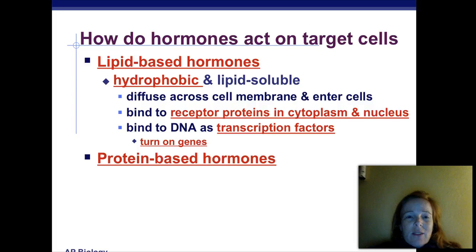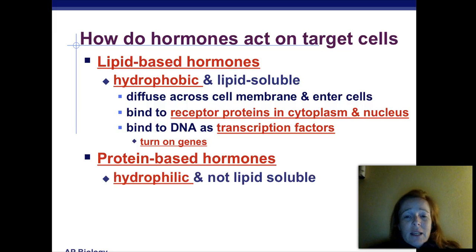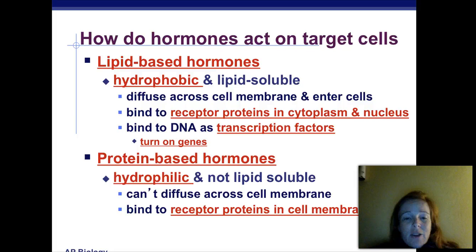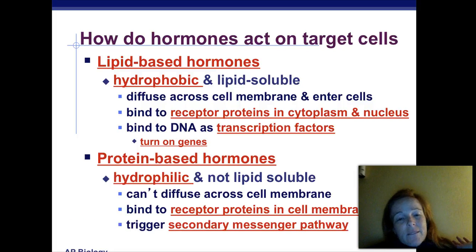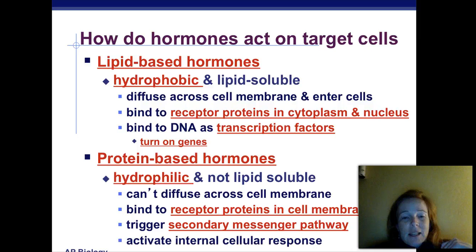That's kind of the opposite of being a protein-based hormone, where you're hydrophilic and not lipid soluble, and you're going to be stuck at the cell membrane. So you can't diffuse across the cell membrane, and you're going to be sitting in the receptor proteins in the cell membrane, and you're going to trigger a secondary messenger pathway. I'm going to give you examples of this stuff in a second. And you're going to activate internal cellular responses.